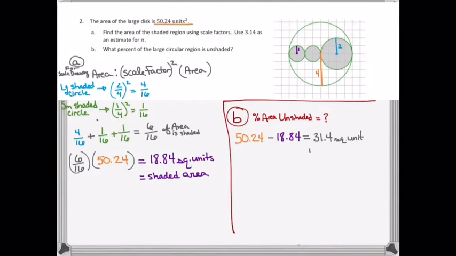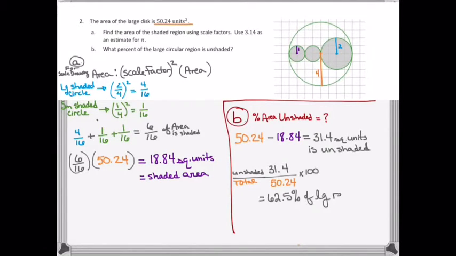So we need to take the part 31.4 and figure out what percent that is of the 50.24. So 31.4 over 50.24 times 100 will give us 62.5% of the large region is unshaded.